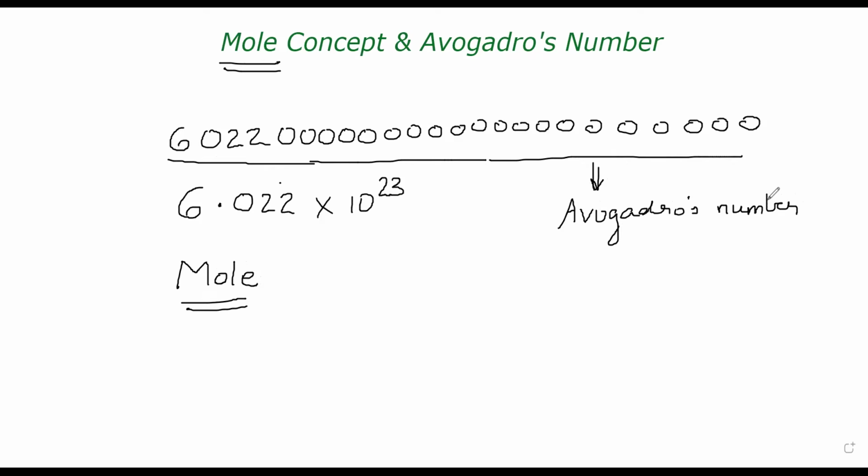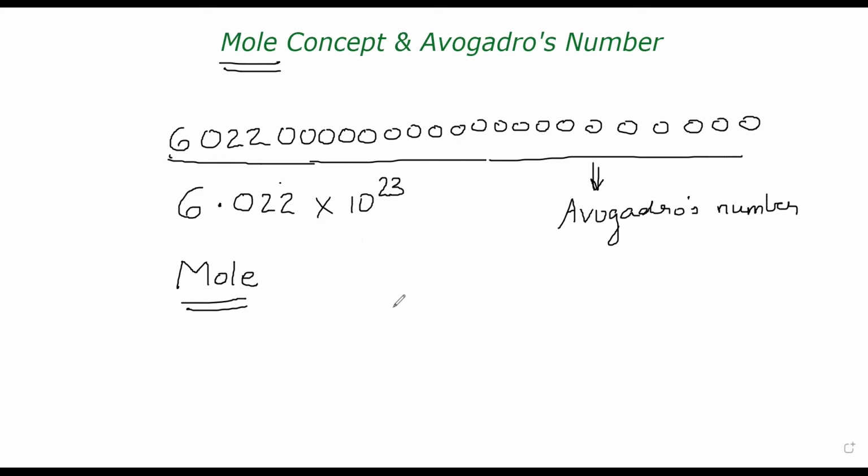Now, the question might come to your mind: why do we use such a big number in chemistry? I mean, in your everyday life, you never use this number. Let's talk about money. Anybody in this universe will not have this much amount of money either. So why in chemistry are we dealing with such a big number? What is the use? What is the application?